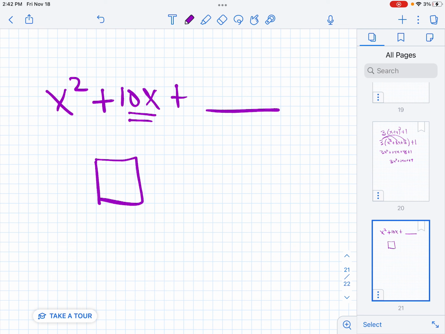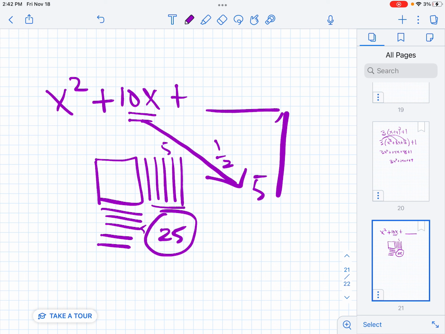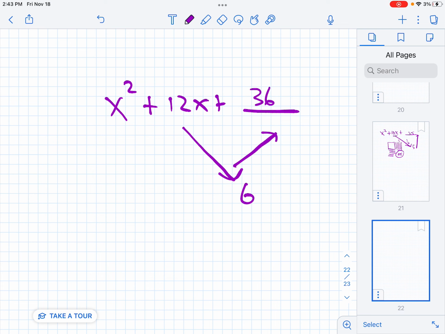So think about it this way. x squared, I have 10 x's. 1, 2, 3, 4, 5. 1, 2, 3, 4, 5. And the number that would fit in here is 5 by 5, 25. So what you're doing is you're taking half of this number, which is 5, and then you're squaring it up to 25. Okay, let me do another one super fast. x squared plus 12x plus blank. Half of 12 is 6, squared up to 36. Now, if I wanted to write this in factored form as a trinomial, I'd write x plus 6 squared. That's it. It's just half of that number.